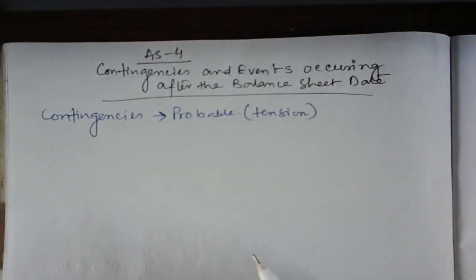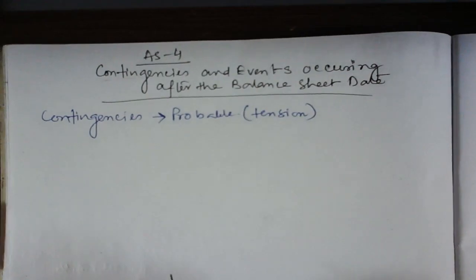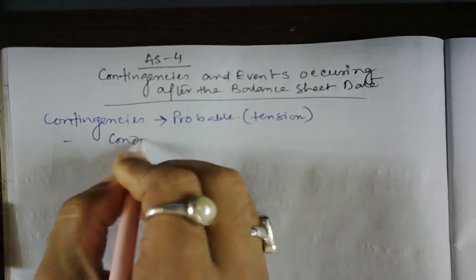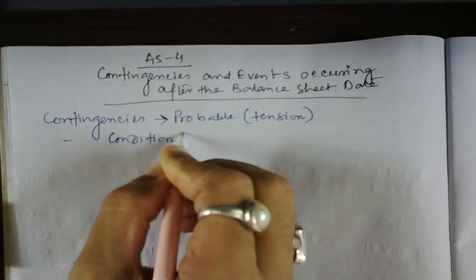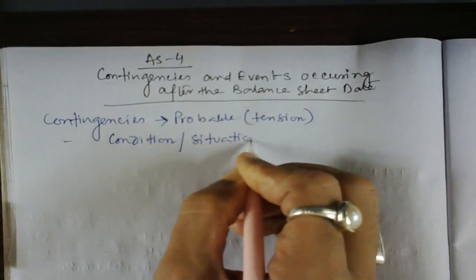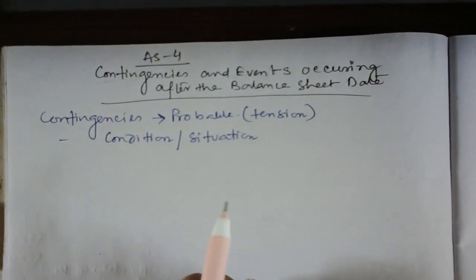It's like a tension. What to do, what is going to happen, what situation we can have. It will suggest some condition as well as some situation. Contingency basically depends on some conditions or situations.